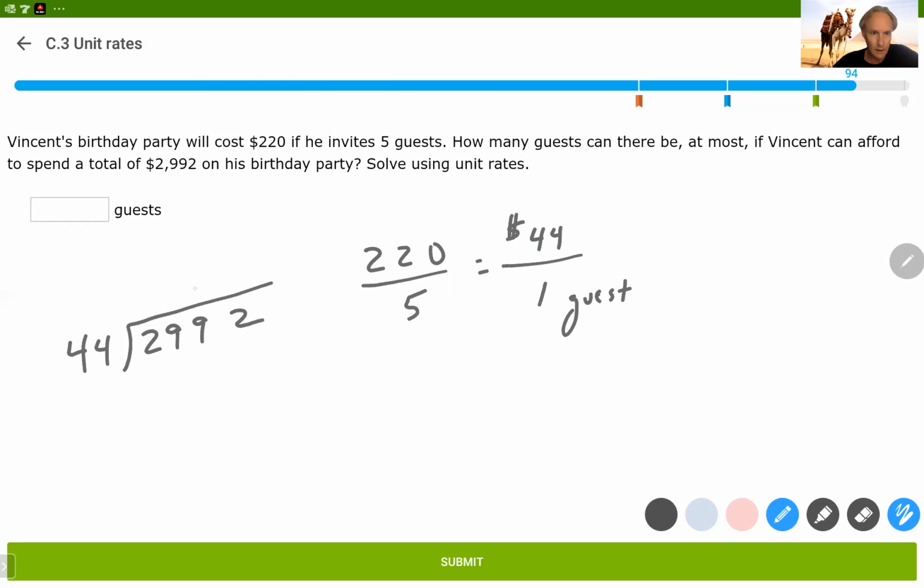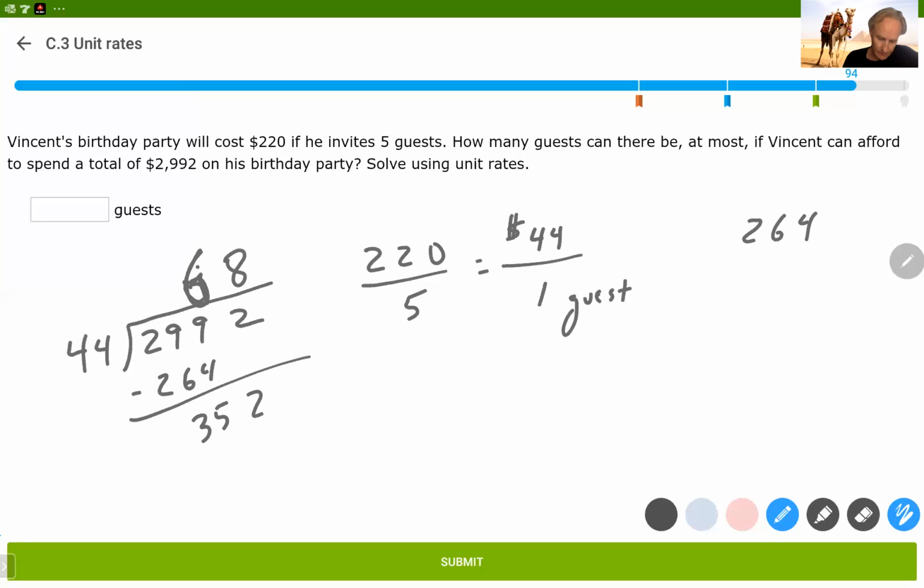Looks like about 7 times maybe? Let's try 7. 7 times is a little too big, so it looks like it's going to go in 6. And 6 times 44 is 264. And we're going to subtract, 299 minus 264 is 35, bring down the 2, 352. And 352, we're going to multiply by 9. Does not work. 8 does. And that's going to be 68 guests. That's minus 352. Gives us 68 guests.